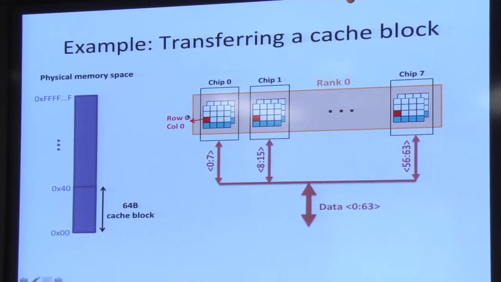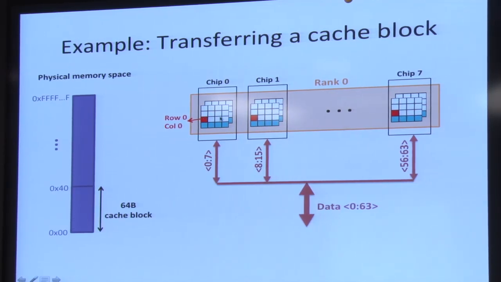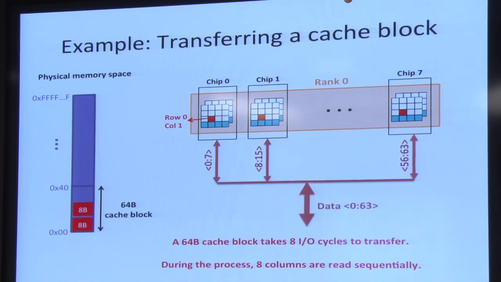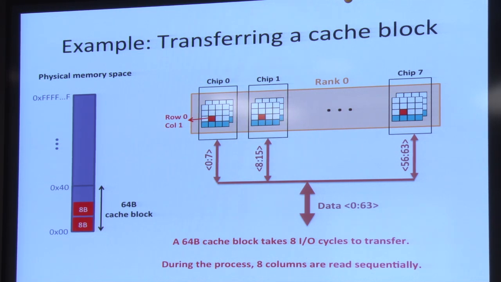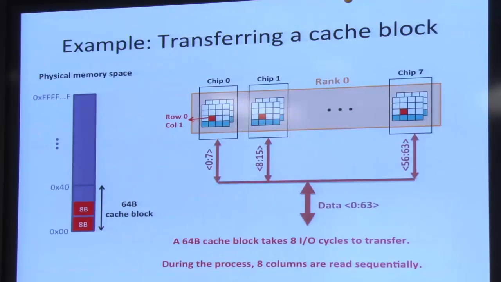So basically, this is column 0. You get 64 bits by accessing 8 bits in each of the chips. And then you move on to the next 8 bytes, and then the next 8 bytes, and then the next 8 bytes. And you do it 8 times to access the 64 bytes. So it takes 8 I/O cycles to transfer. During the process, 8 columns are read sequentially. The good part is this can actually be pipelined in DRAM because everything is part of the same row. So you can pipeline the accesses. You don't need to wait for the entire latency. You can actually pipeline the reads in DRAM.